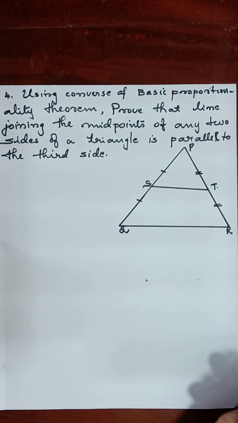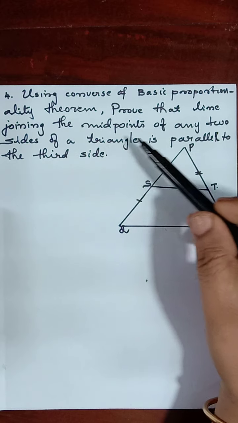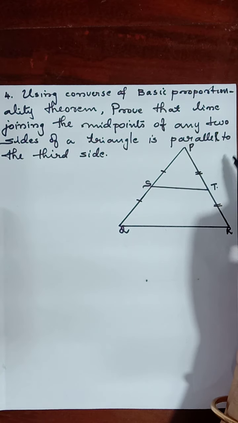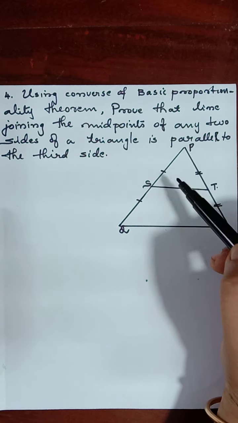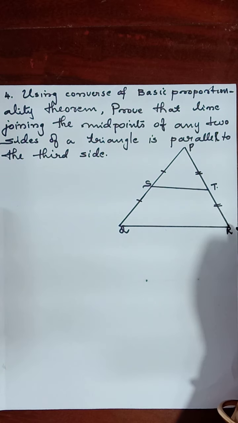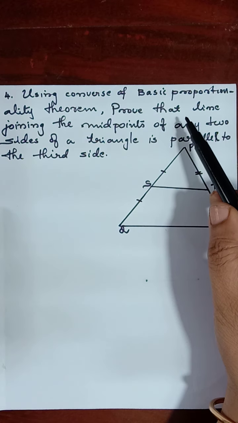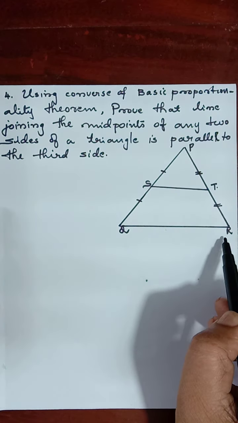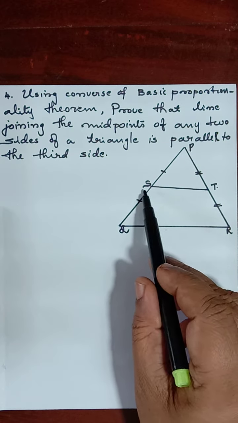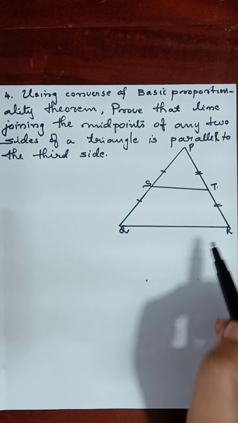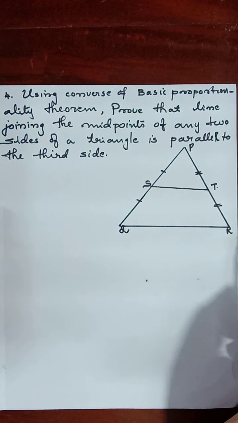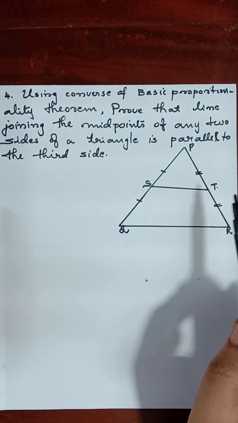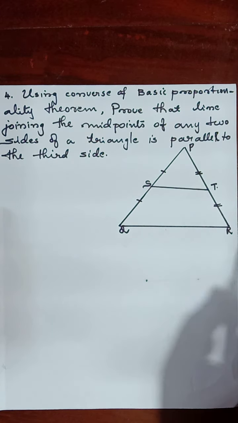This is today's last question. You can see the question. Using converse of basic proportionality theorem, prove that line joining the midpoints of any two sides of a triangle is parallel to third side. So converse of basic proportionality theorem is familiar. If proportionality is given, ST parallel to QR or whatever is given. So line parallel we have to prove. Proportionality will be given. Okay, if it is proportional, lines parallel, that is how it should come.